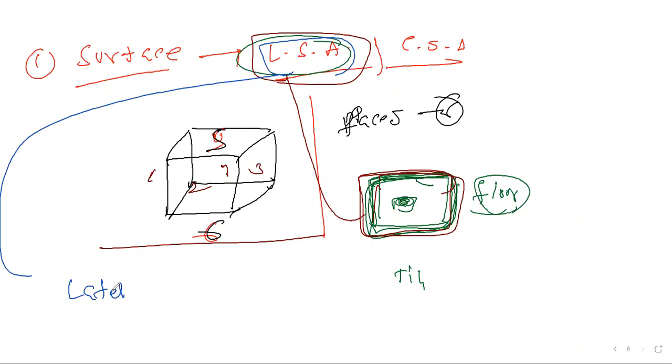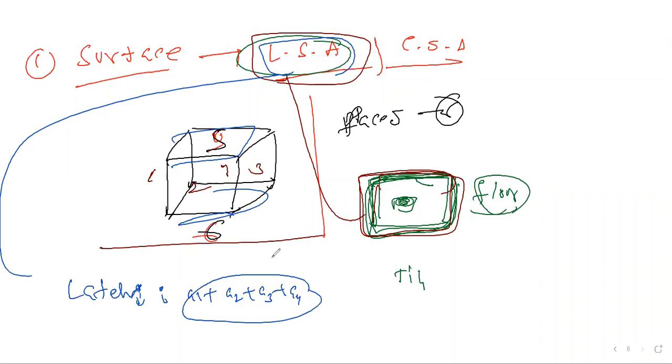Lateral means you can leave out the top and bottom; only the sides should be taken. Lateral means area of one side, area of two sides, area of three sides, area of four sides. Lateral means only 4 sides. Do not take the bottom, do not take the top. Now it's clear, right?